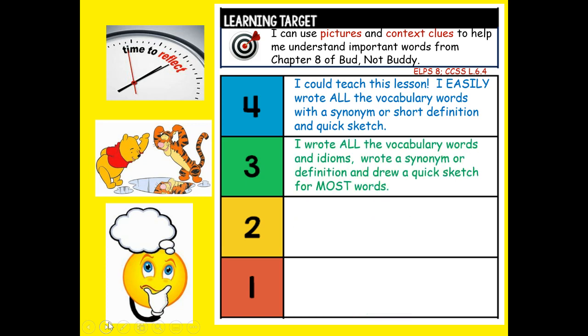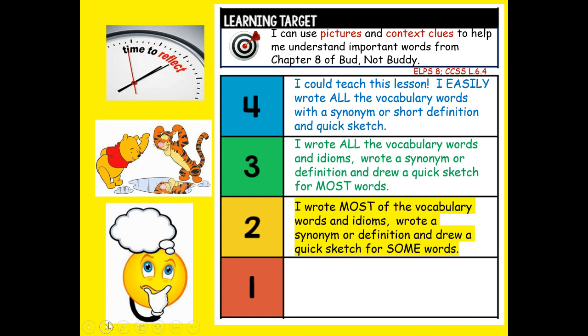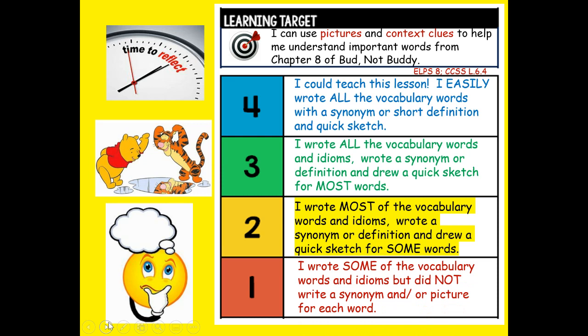Or would you give yourself a 3? I wrote all the vocabulary words and idioms. I wrote a synonym or definition and drew a quick sketch for most of the words. If you did it for most of the words, give yourself a 3. 2, I wrote most of the vocabulary and drew a picture for some of the words, or I wrote a synonym for some of the words, maybe less than half. If so, give yourself a 2. Or 1, I wrote some of the vocabulary words but did not write a synonym and or a picture for each word. So write your reflection on the top of your paper.